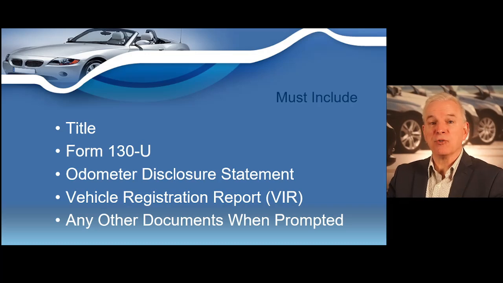Applications must include scanned images of the required documents necessary to process a title application, including but not limited to the evidence of ownership. Maybe that's a Texas title or an out-of-state title, Form 130-U, odometer disclosure statement, the vehicle inspection report, that's your VIR if needed, and any other documents when prompted.